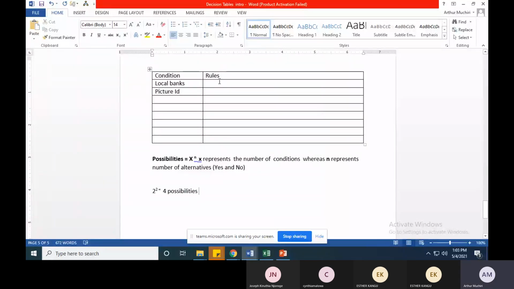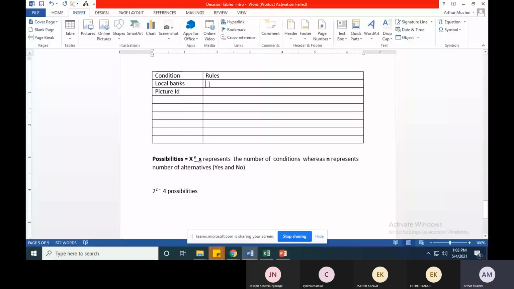So these 4 possibilities will determine the number of columns that will go here, in the rules section. Currently we have 4 possibilities. So how are you going to divide it? We want to divide this one into 4. I can select all those ones and give them 4. I divide it into 4. Is it 4 columns? Yes.